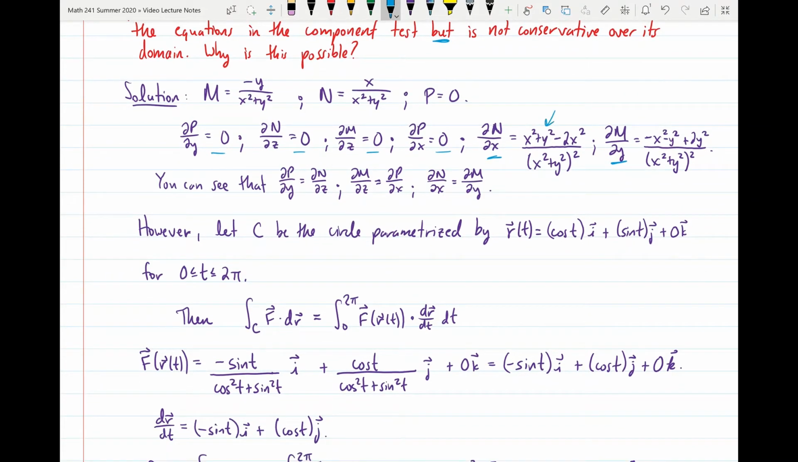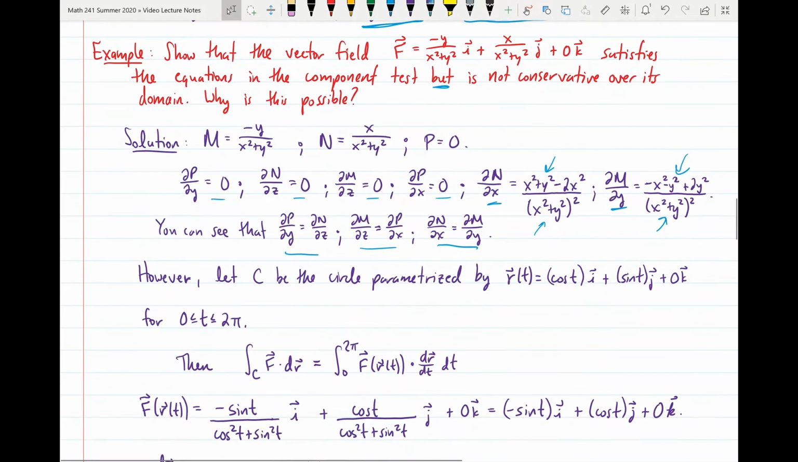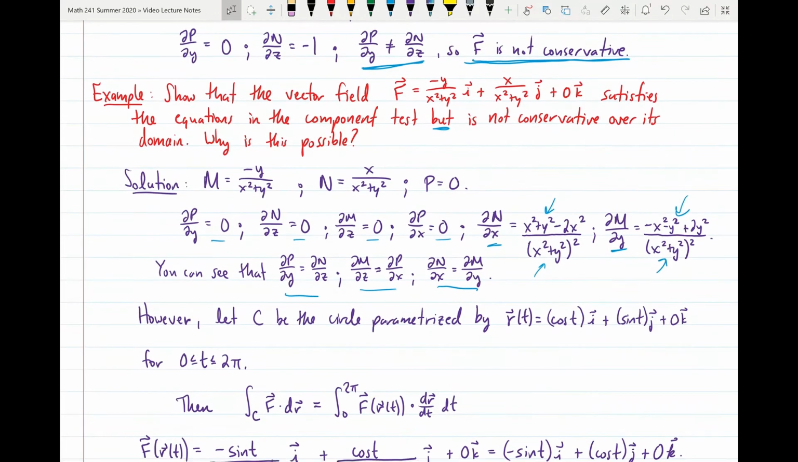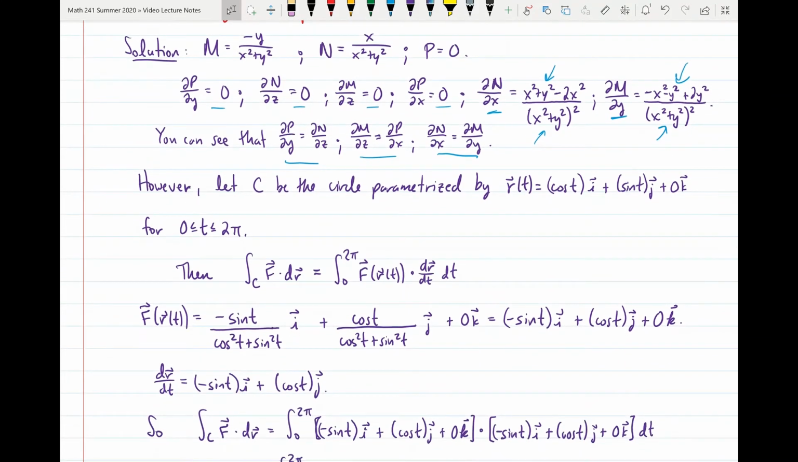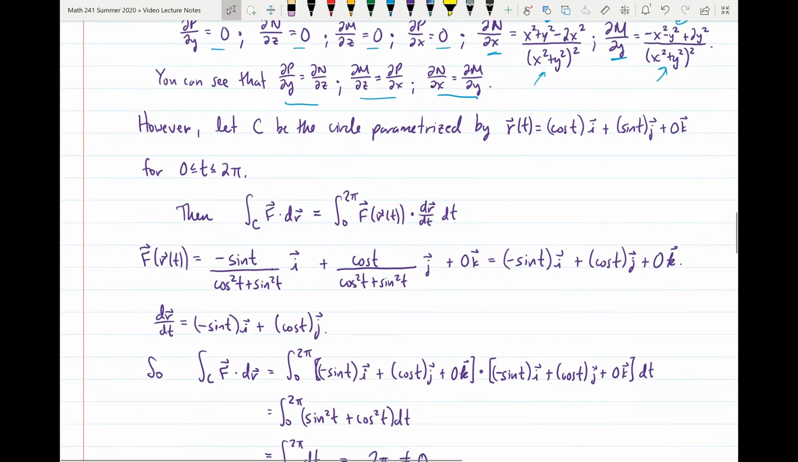So in the numerator for both, we end up with a minus x squared plus y squared. You can check that. And in the denominator, we end up with x squared plus y squared, the quantity squared, for both of them. And so all of the appropriate equations from the component test are in fact satisfied in this case, but we can show relatively easily that this vector field f is not conservative over its domain. We'll give a construction here to show that f is not conservative, and then answer the question why this can be the case. Why doesn't the component test just fail here?